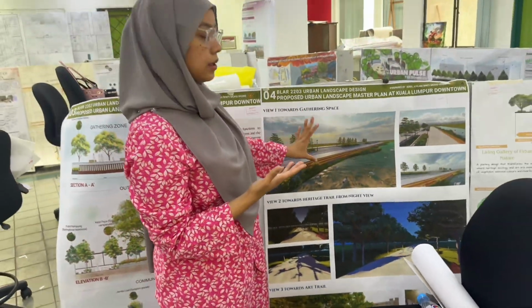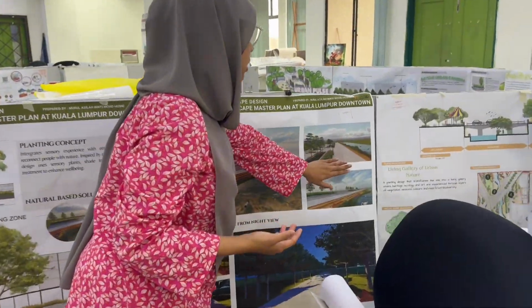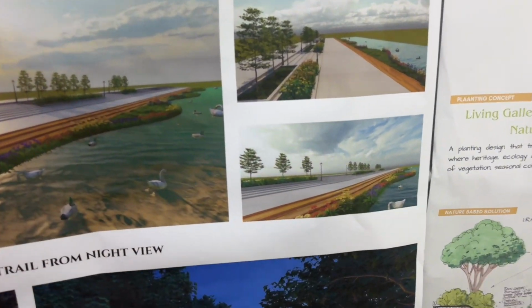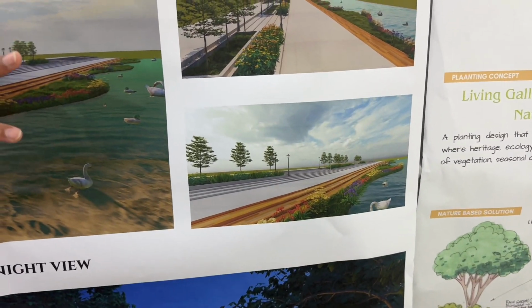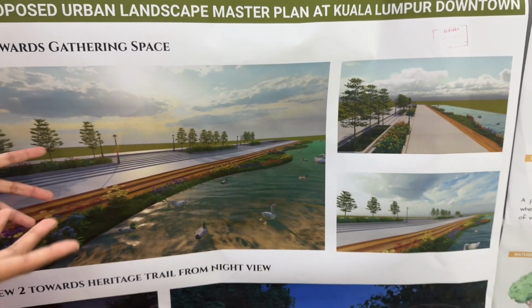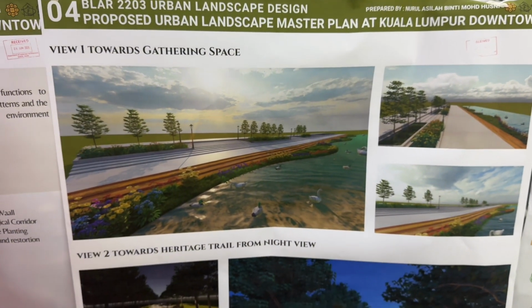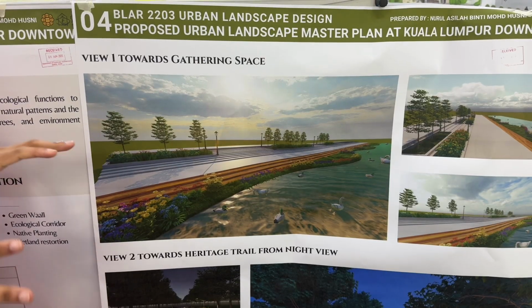And next, you can see here, this is the Ruang Santai. You can see the amphitheater, you can see the floating trail, and also this trail I want to enhance the river biodiversity, and also support the environment. So I think that's it for my presentation. So thank you.